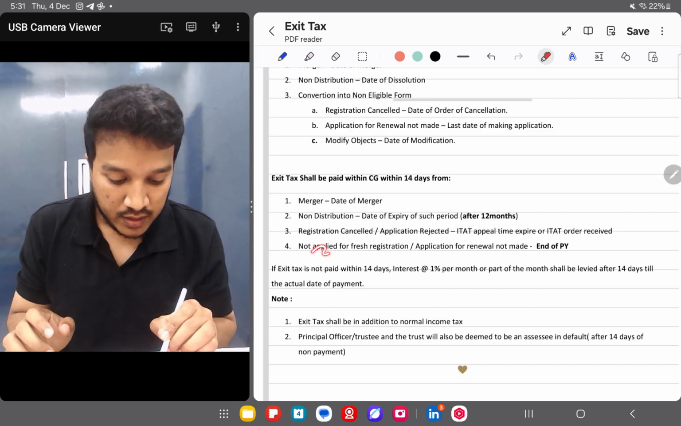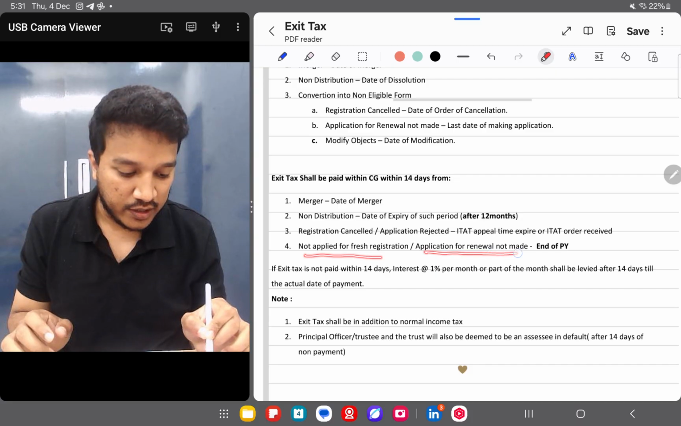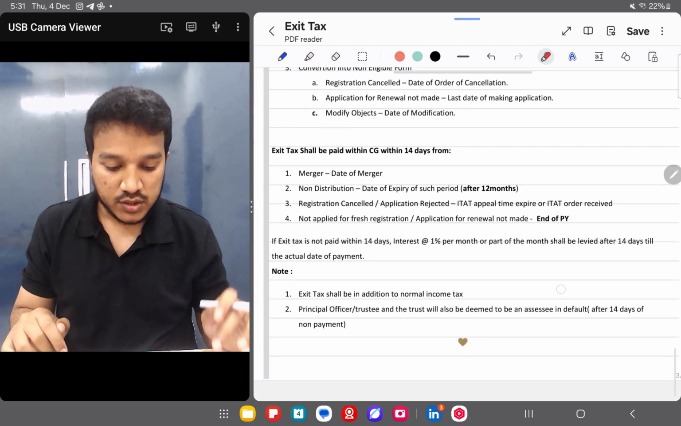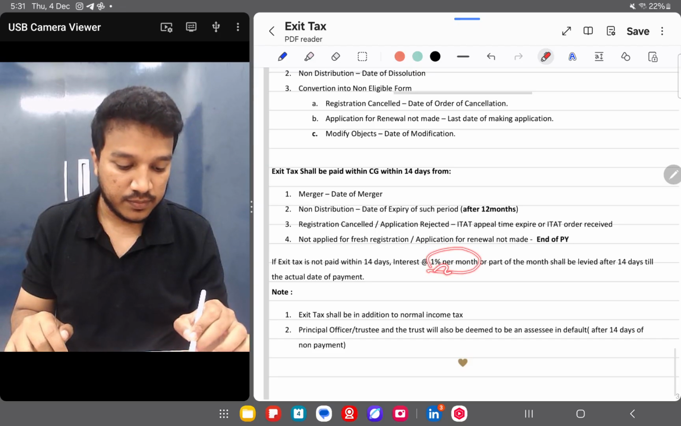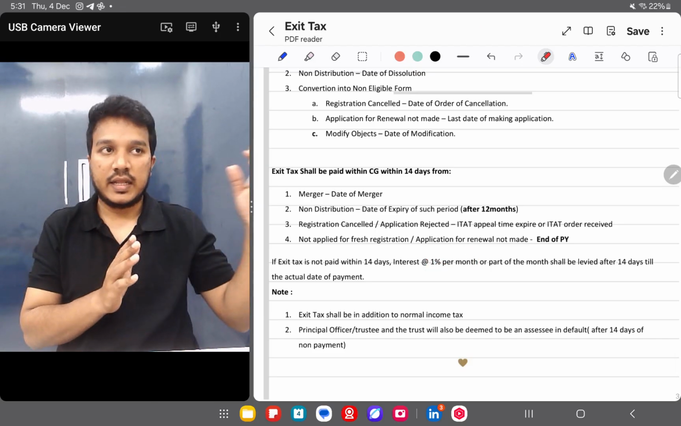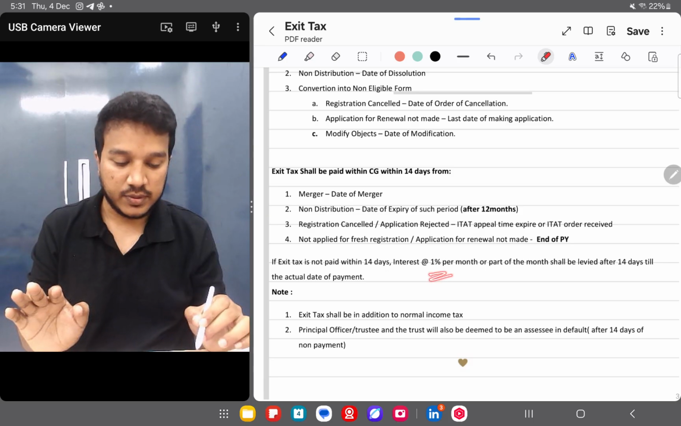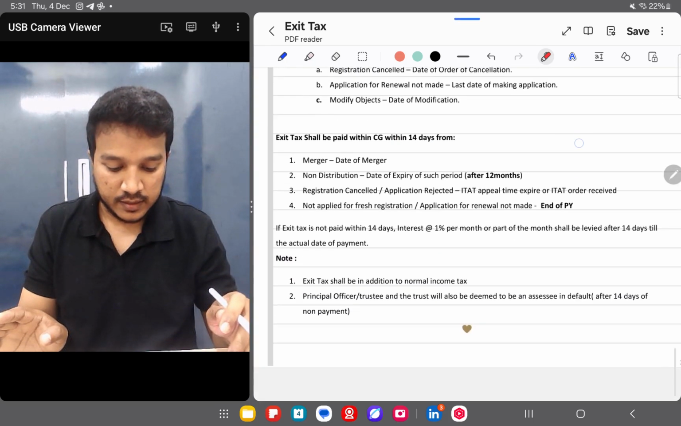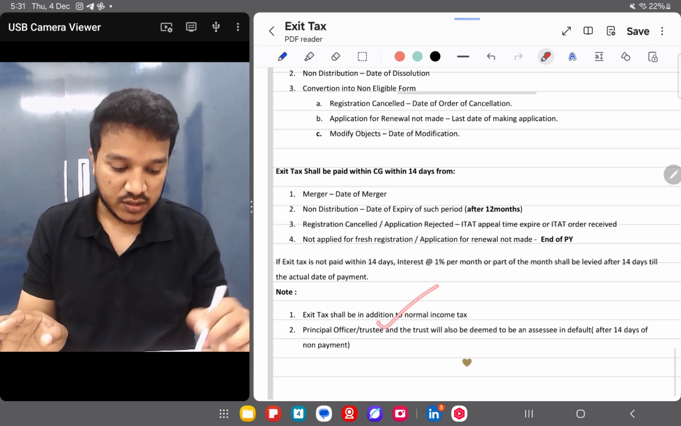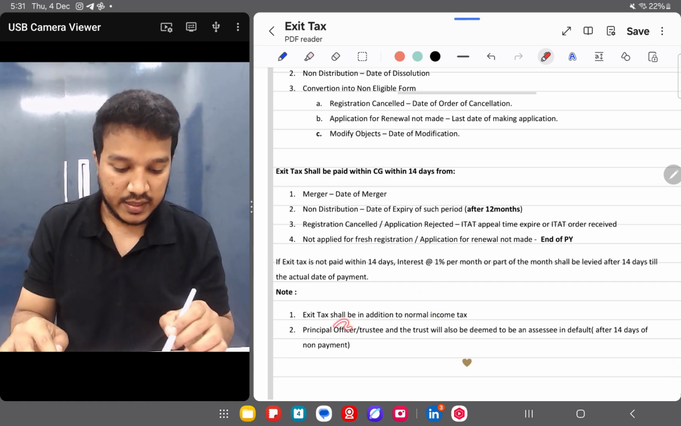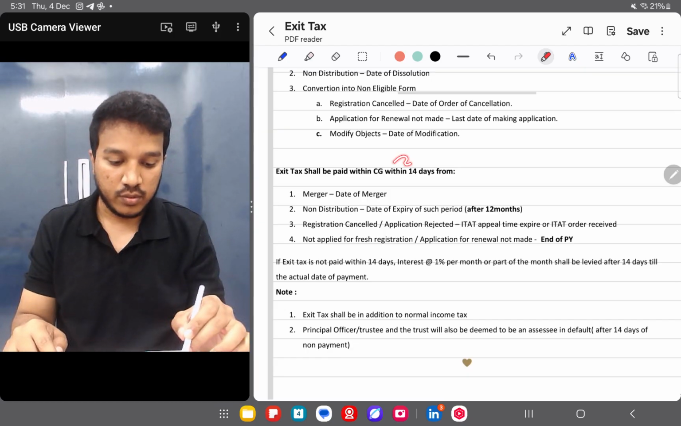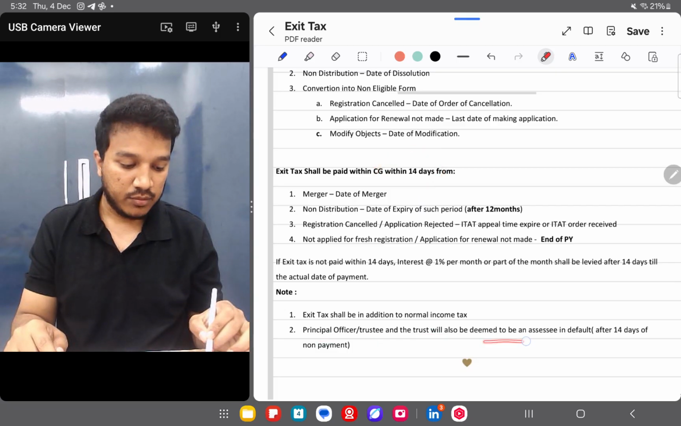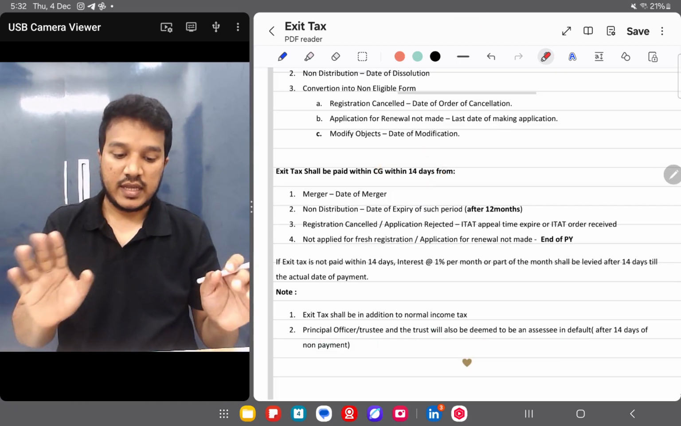Understood? Perfect. Not applied for fresh registration, application for renewal not made. In this case, the end of the previous year. Clear? So if exit tax is not paid, then you have to pay interest of 1% per month or part of the month till the actual date of payment. Simple. Interest is 1%, remember that. Here 14 days is important. And exit tax is nothing but an additional tax over normal income tax. And if you don't make the payment within 14 days, then the principal officer, trustee and the trust, everyone will be deemed to be an SSC in default. Okay, so that is your exit tax.